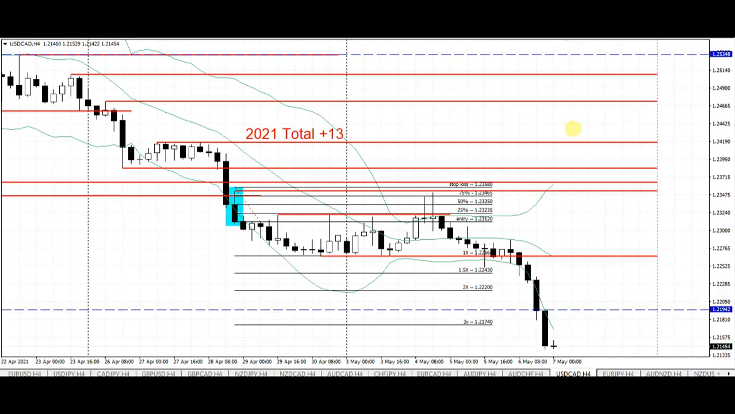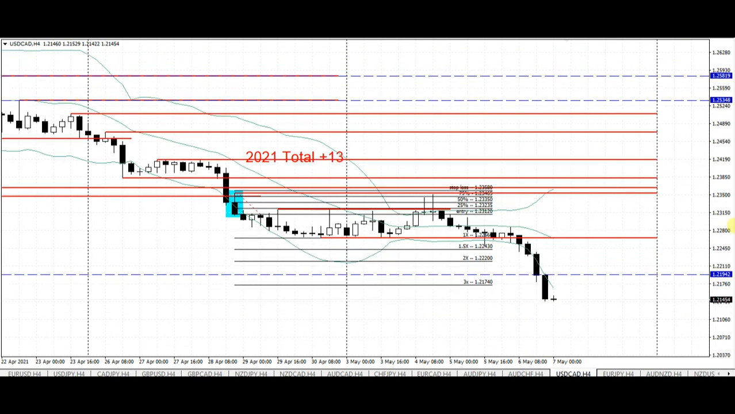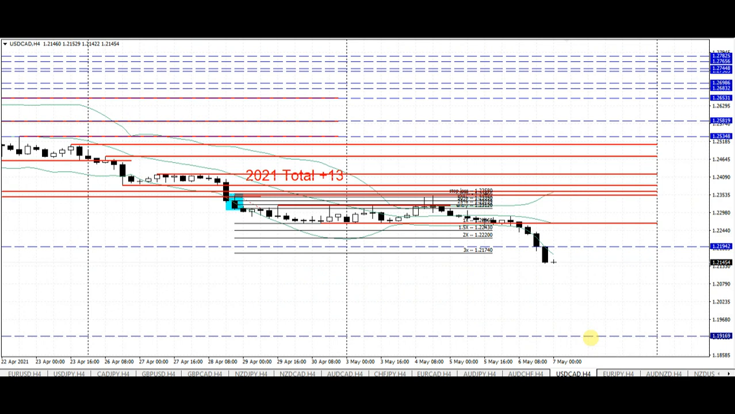Okay, welcome back everyone. It's now Thursday, May 6th, 2021, and the market has pushed right down through our 2 times profit, moving down through the next level of support, the 3 times profit. It looks to be well on its way to the 4 times profit and maybe free falling down to the next level of support right down here.